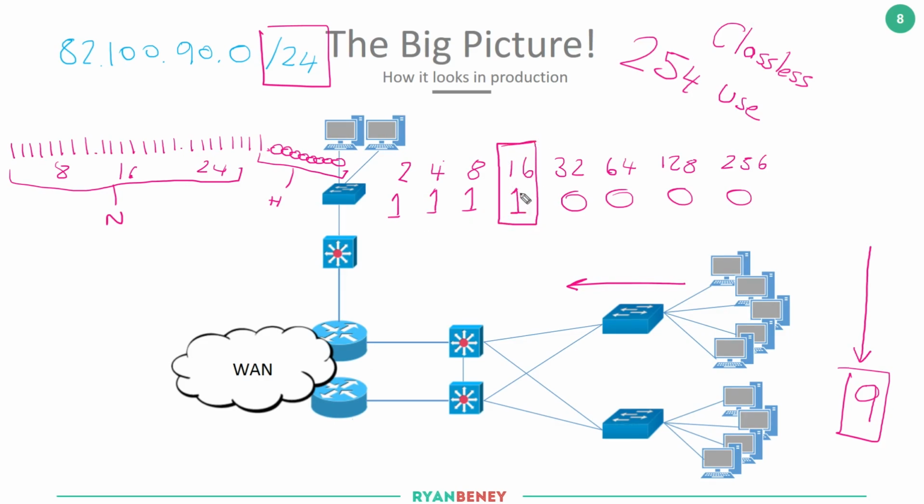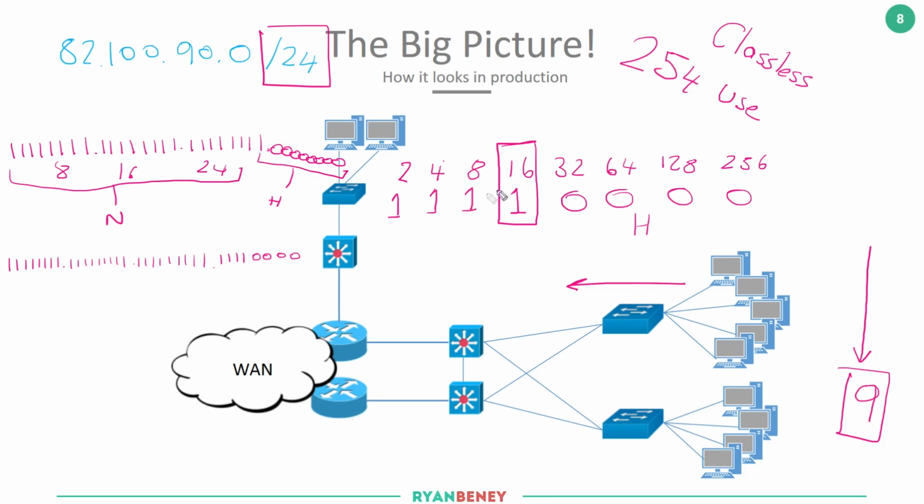And therefore we have to turn on all the bits that are left of 16, leaving all the bits right of 16 as our new host. Because of that, our new subnet mask would be like this: 1, 2, 3, 4, 5, 6, 7, 8, dot, 1, 2, 3, 4, 5, 6, 7, 8, dot, 1, 2, 3, 4, 5, 6, 7, 8, and then the 4 turned on, and then the 4 turned off.